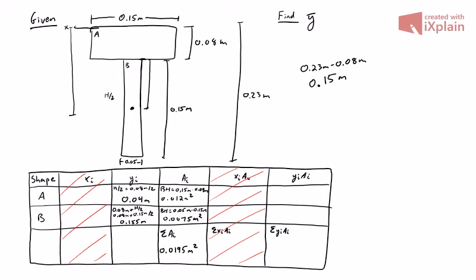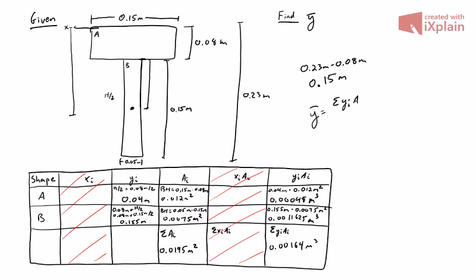So for our y times A's, 0.04 meters times 0.012 meters squared is going to give 0.00048 meters cubed. And then for shape B, 0.155 meters times 0.0075 meters squared is going to give 0.001165 meters cubed, and then we sum those together to get 0.00164 meters cubed.